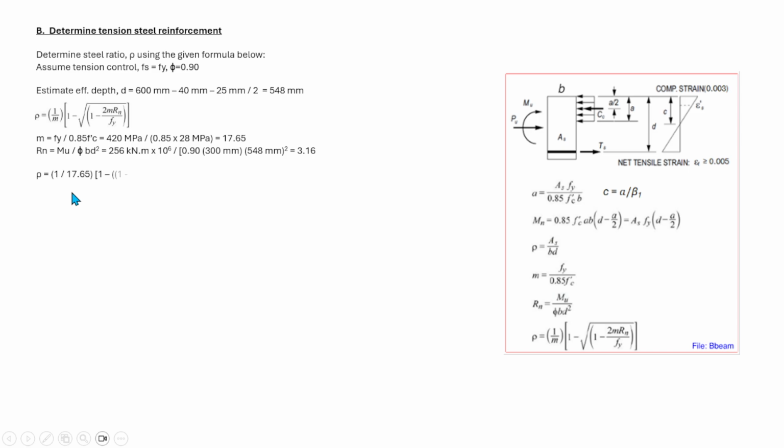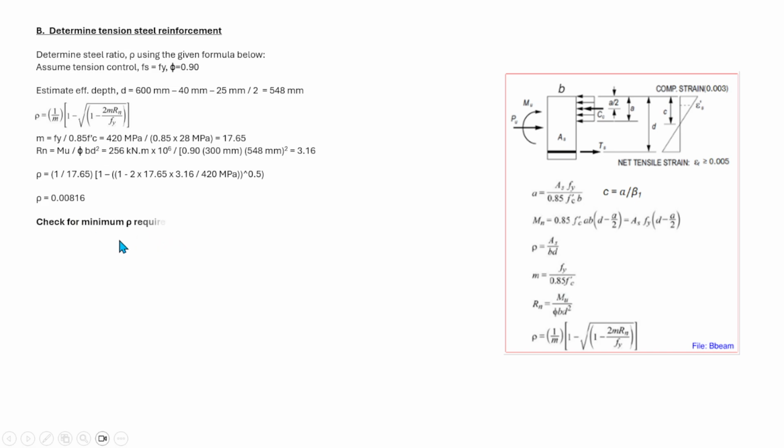So now we can proceed to determine the value of our steel ratio, which is equal to 1 over 17.65 times 1 minus the square root of 1 minus 2m, which is 17.65 times 3.16, the Rn, over 420. So the steel ratio is equal to 0.00816.